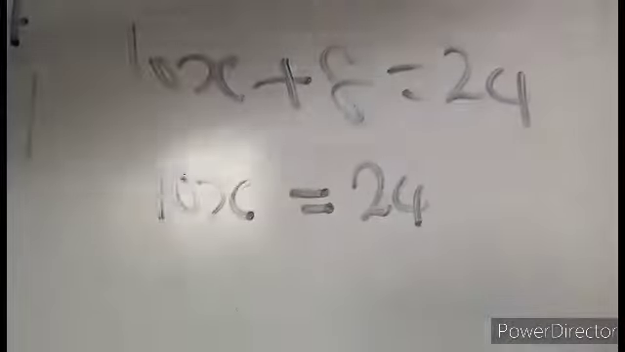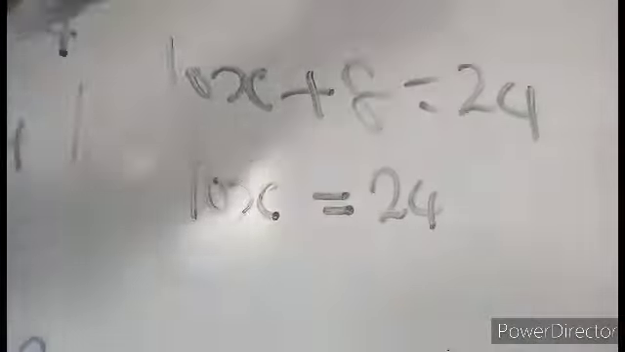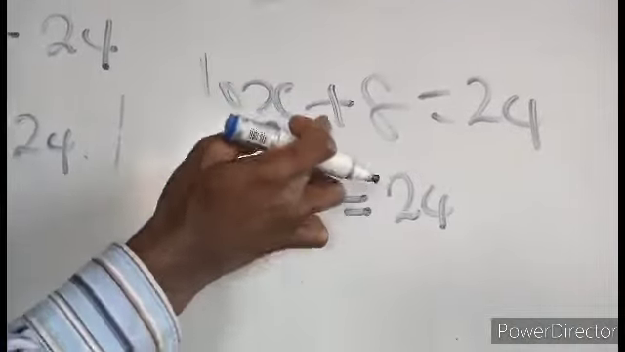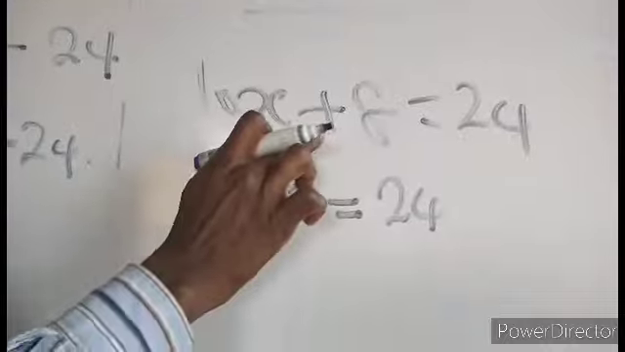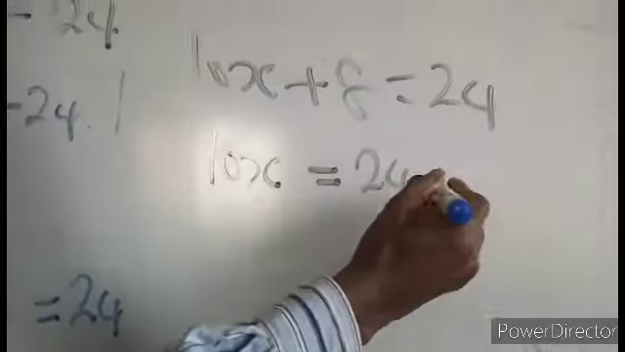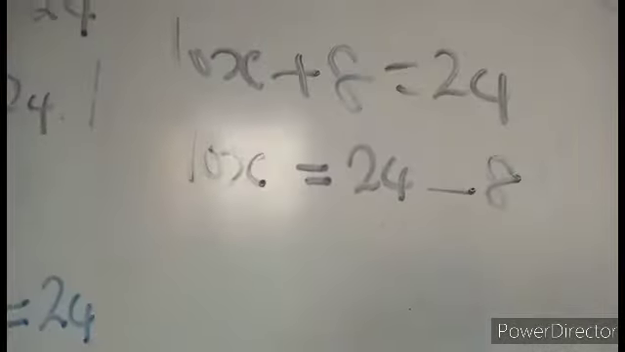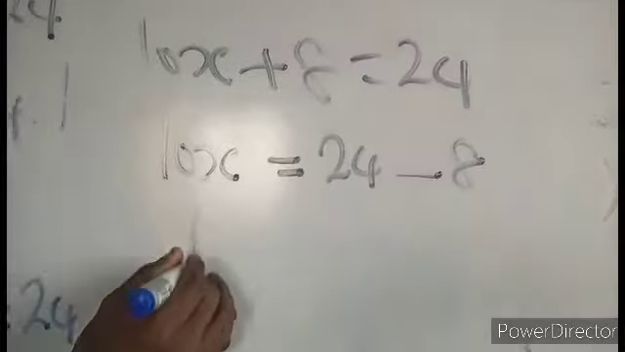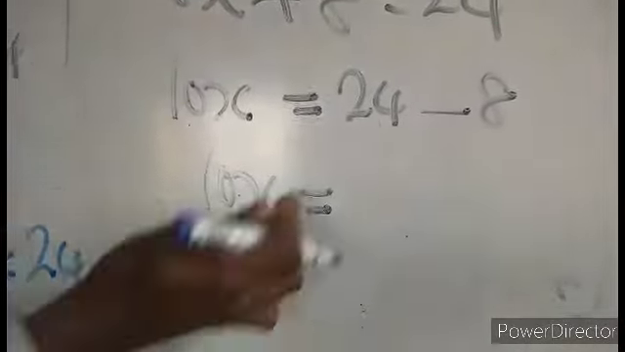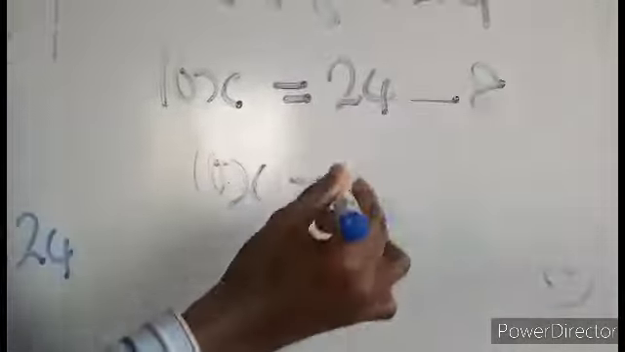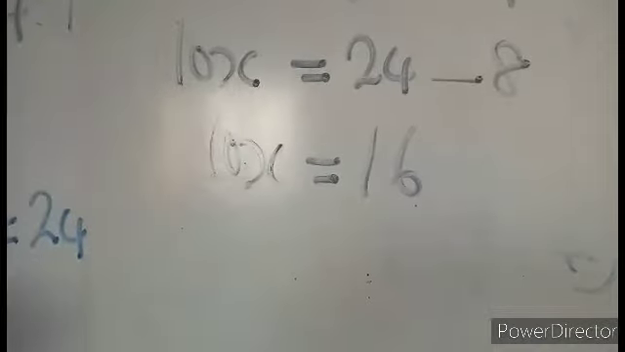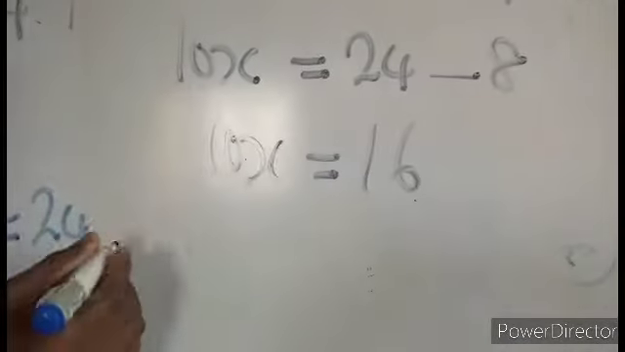Now when positive is going out, there's a saying that the sign has to change. If the sign here is positive, moving out it becomes negative. I said that last lesson, so I don't need to ponder more on that. So 24 take away 8 will give us 16. Now this is also an equation. We divide both sides.